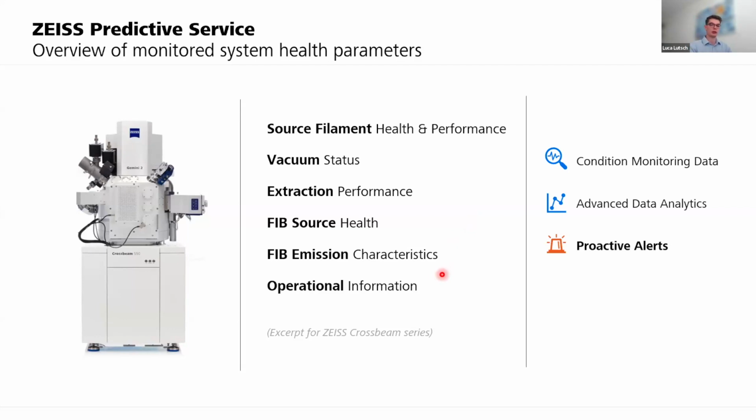For all of those aspects, we can cover condition monitoring data, just to have a live view of different parameters, as I've shown you here. We also have advanced data analytics. It's not just about collecting all of the data, it's also about processing the data and finding anomalous patterns. And at the end, we provide proactive alerts for our service professionals, as I showed you before. Then they can approach you and check whether there is an issue on your system and prevent an unplanned downtime.